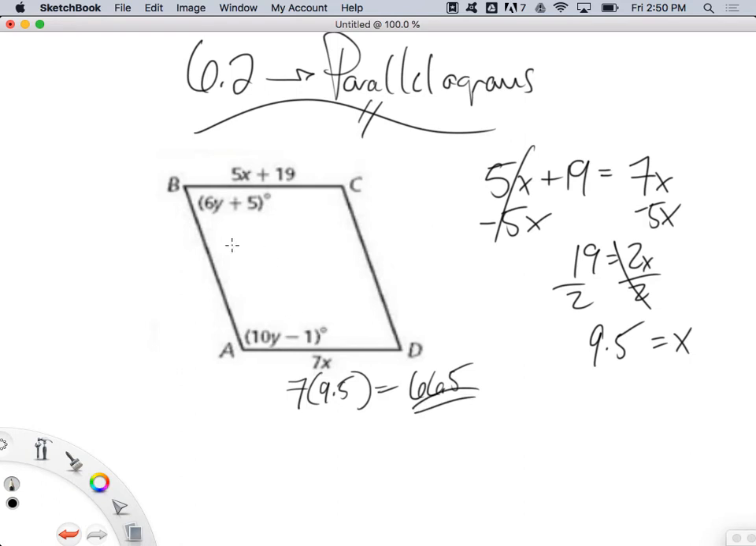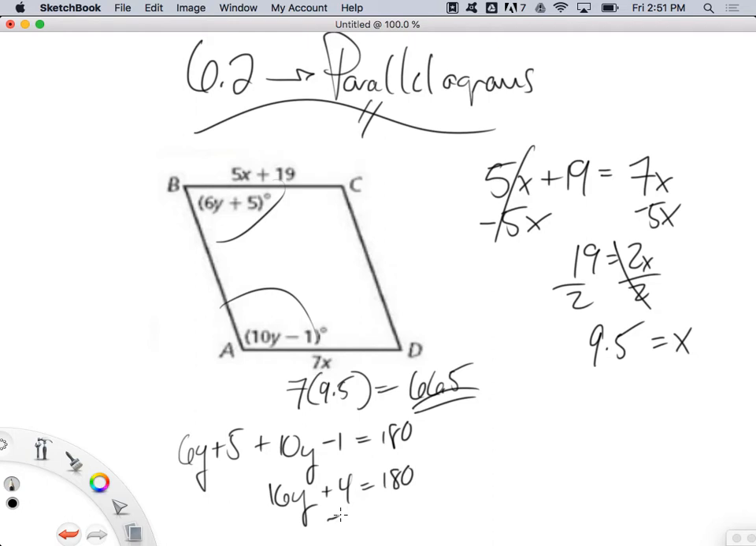Now, these two angles, are they consecutive or opposite? Consecutive. They're not opposite. So are they congruent? No, they are supplementary, which means they add up to 180. So I add them together, set it equal to 180. 16y plus 4 equals 180. Subtract 4. 16y equals 176. Divide by 16.